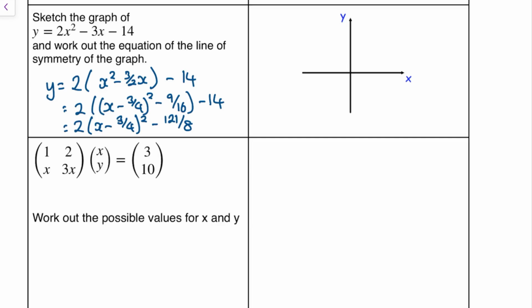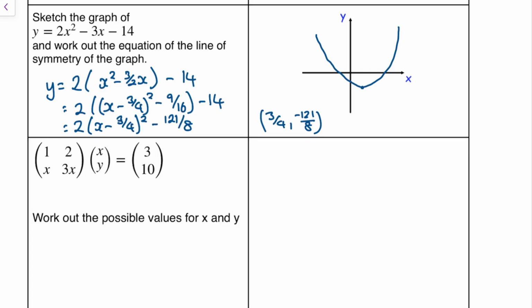And that means I can straight away see what my turning point is. So my turning point is going to be 3/4, minus 121 over 8, which I can see is just this side of the axis, minus 14, which goes through 0, so therefore my graph is going to look something like this.